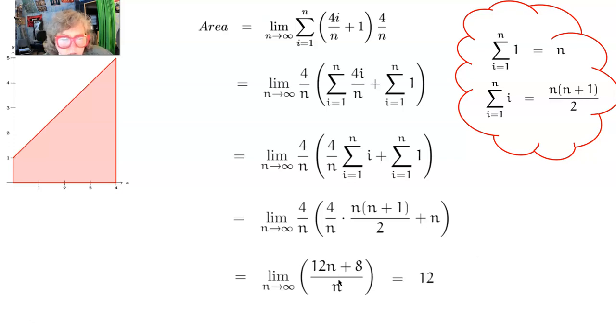Recall, if you have a polynomial over a polynomial, and n is going to infinity, you're looking at the leading coefficients. The leading coefficient on the top is 12, and the leading coefficient on the bottom is 1. So I'm getting the limit is 12 over 1, which is 12. I think we said that 2 slides ago, but we worked really hard to get it this way.